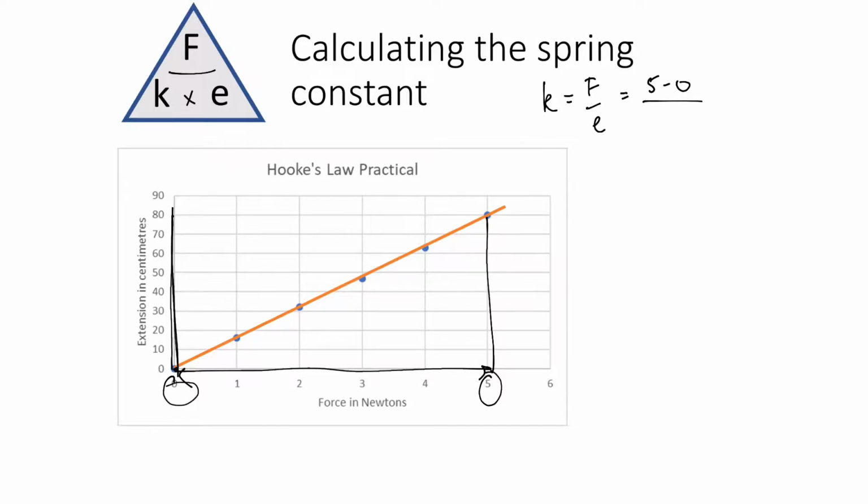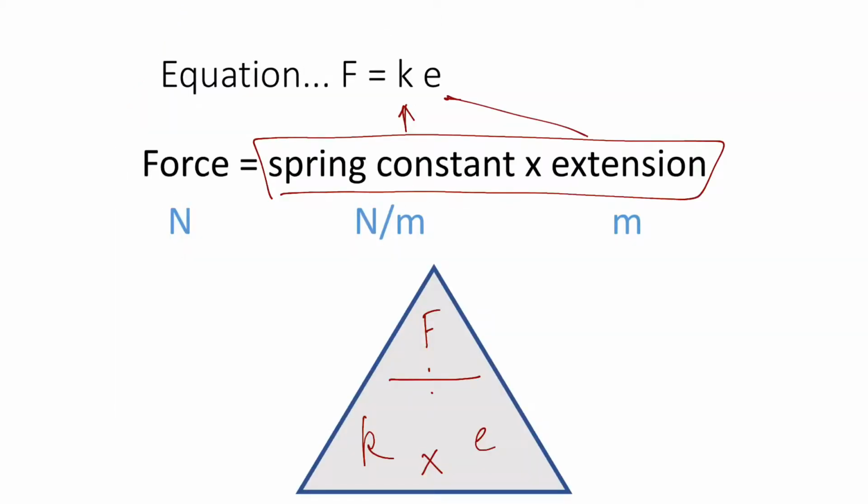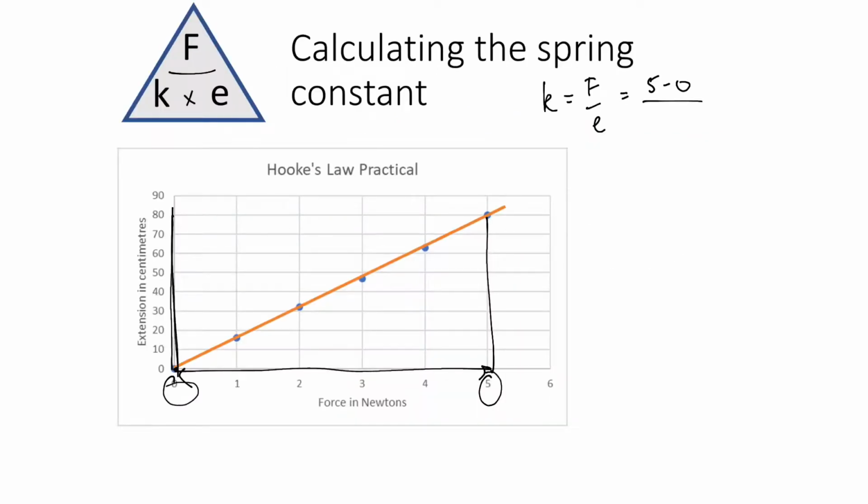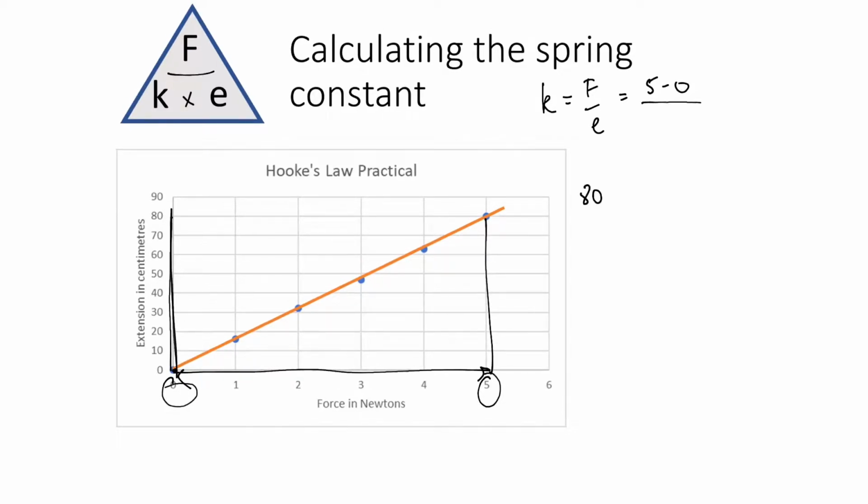But we need to be careful, because if we go back to our equation, we need extension in metres. So 80 centimetres equals 0.8 metres. So for our extension, it's 0.8, take away 0, which then gives us 5 divided by 0.8. And if you put that into a calculator, that gives a spring constant of 6.25 newtons per metre. But you do always have to be careful of the units.